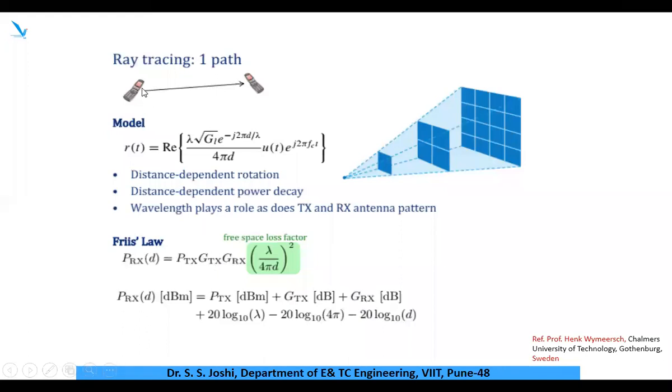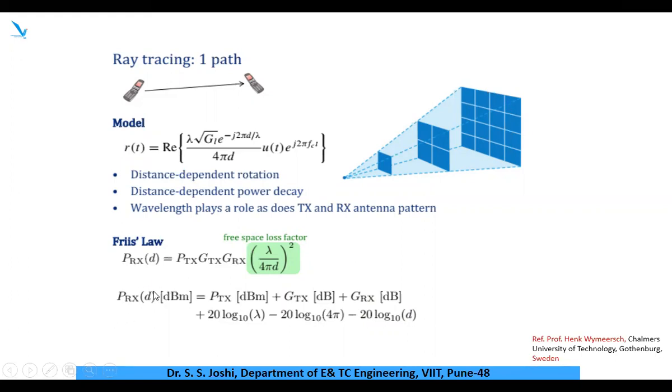Gain means how much power it is transmitting in a specific direction, which is very important, and based on that, how much power will reach the destination, multiplied by lambda by 4 pi d, whole squared. So it is inversely proportional. If your distance increases, what will happen? The power reaching the receiver antenna decreases. So this is a basic relation.